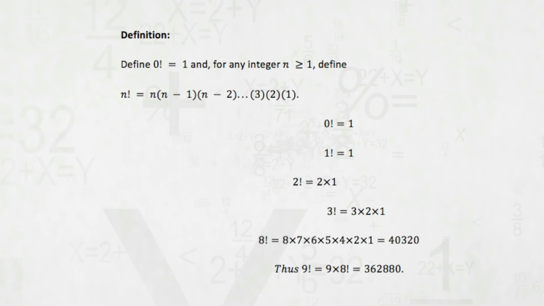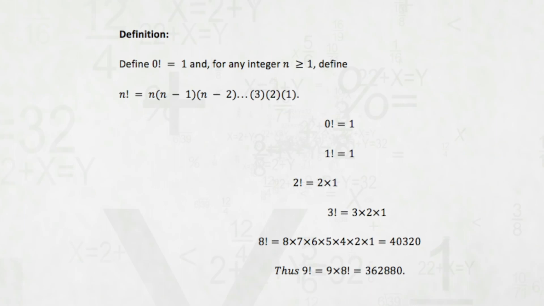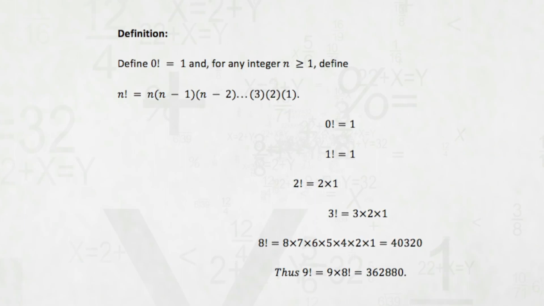Therefore, 0 factorial is equal to 1, as per the definition. 1 factorial is equal to 1, and 2 factorial is equal to 2 multiplied by 1. 3 factorial we have seen. 8 factorial is equal to 8 multiplied by 7 multiplied by 6 multiplied by 5 multiplied by 4 multiplied by 3 multiplied by 2 and then multiplied by 1.